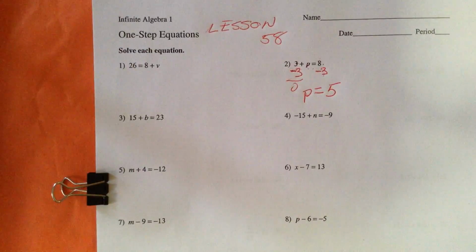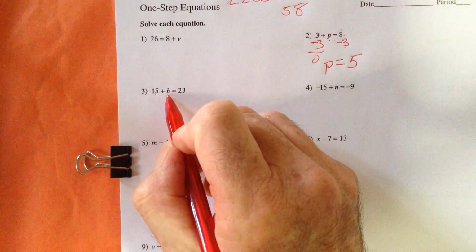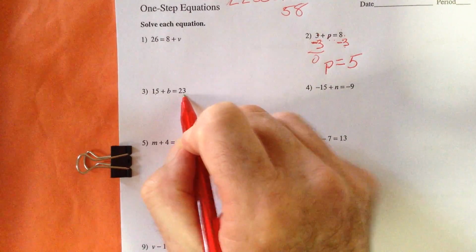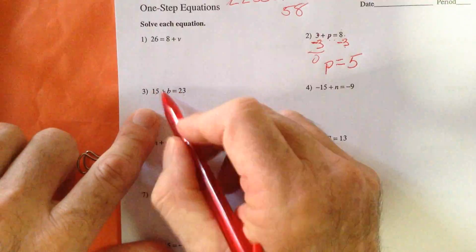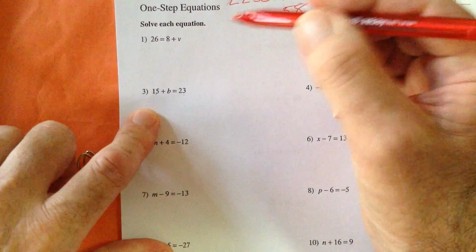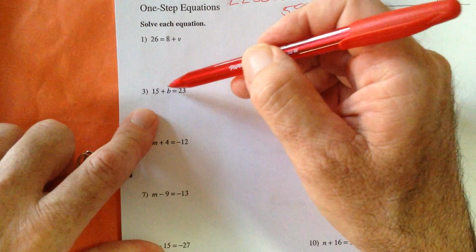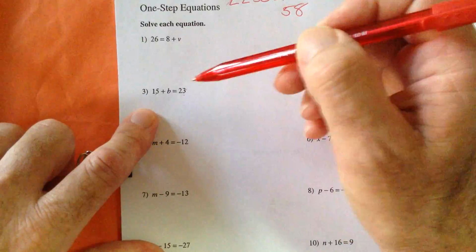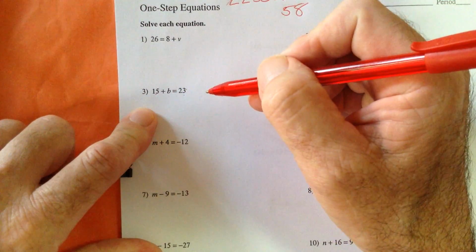Another one with adding would be this one. 15 plus some number equals 23. Well, I want to move this 15, or get rid of it, and leave the b by itself. Now again, a lot of people will go, well, it's obvious, 15 plus 8 is going to equal 23. But then later on it's more complex, and it's not going to be so obvious.